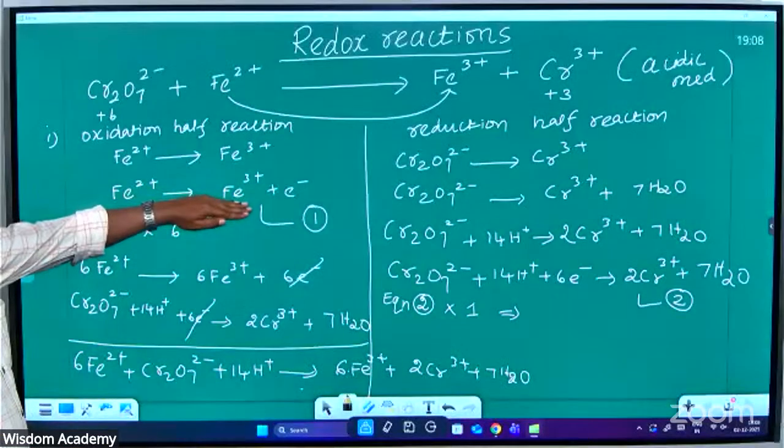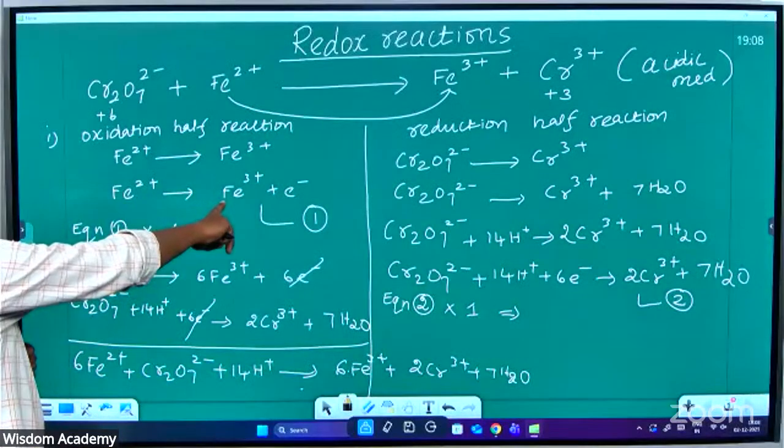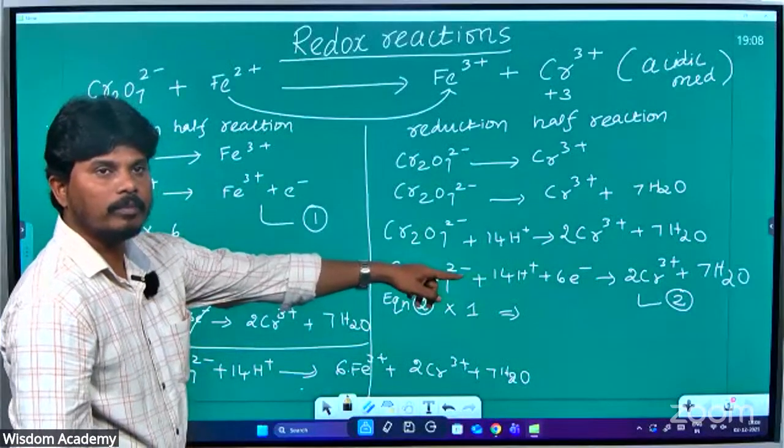Sir, doubt, sir. In that right side equation, equation 1, why did you multiply by 6, sir? How did it come? This is the oxidation half reaction, right? Yes, sir. Here 1 electron is lost, Fe2+ turns to Fe3+. But in the reduction half reaction, 6 electrons are involved. Sir, how do we get the number 6 electrons?